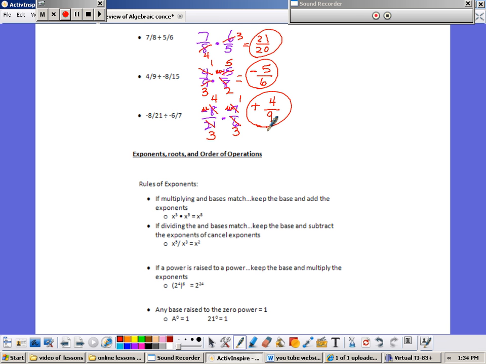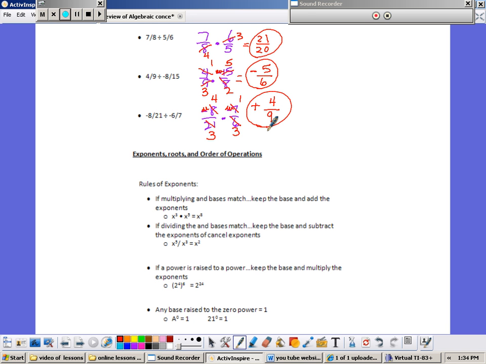Okay, so we reviewed how to multiply, add, subtract, and divide fractions. We'll be using that as the lessons increase over the chapters. Okay, exponents, roots, and order of operations. A lot of people get mixed up with exponents, so I'm going to give you the exponent rules, and then I'm going to tell you how I handle them.